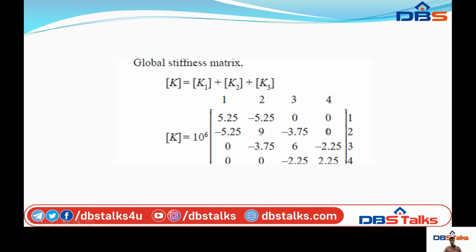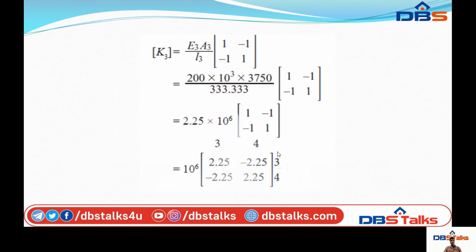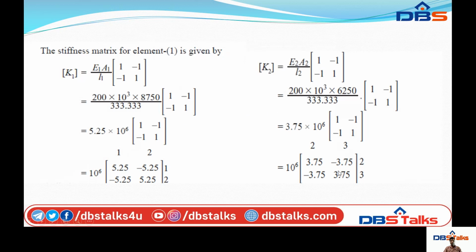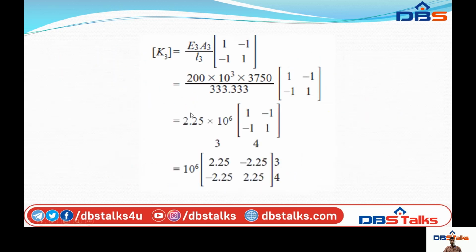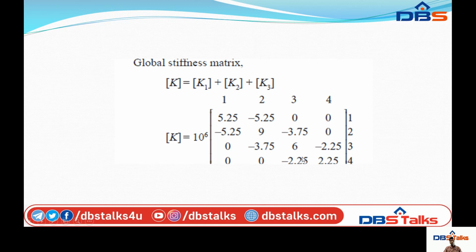After that, 23, 24 has no value. 31 is not there. 32 is minus 3.75, 33. Okay. Here also, the 3 3 terms are dual in position. In one, 3 3 is 3.75. In the other, 3 3 is 2.25. After summing up, we will get value 6.